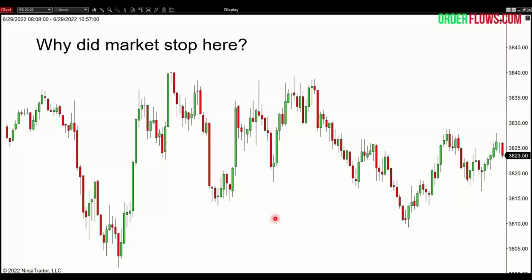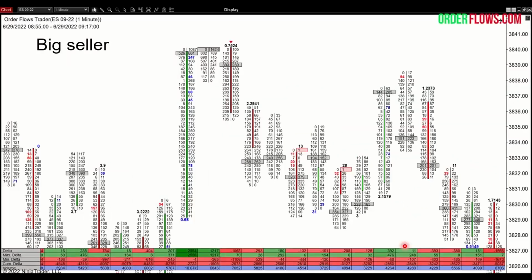So this is E-minis yesterday, right? Why did the market stop here? Market went up, stopped, then tried to come back up a couple times and stopped. And obviously, we're 100 points lower right now. If you're looking at the order flow, you can see you have a big seller up here. There's several thousand contracts on the offer up here.